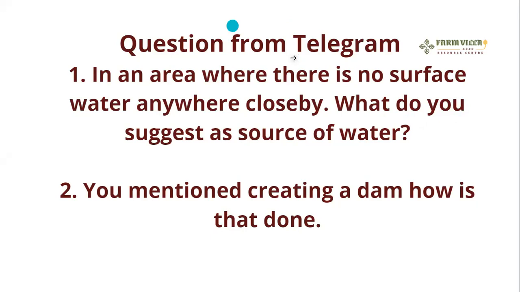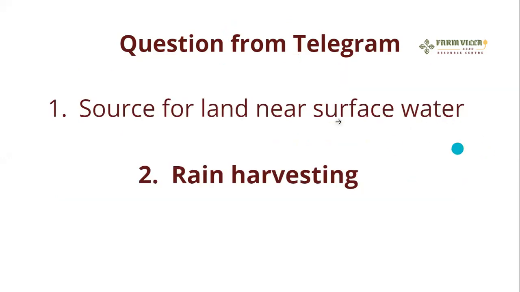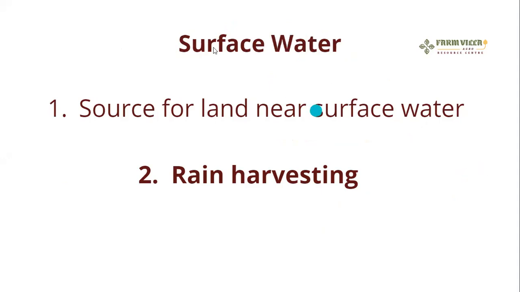Now, the questions I picked from the Telegram this time around. Question from Telegram: in an area where there's no surface water anywhere close by, what do you suggest as a source of water? Then number 2, you mentioned creating a dam. How is that done? So we're going into that briefly. My response on the Telegram was that you should source for land near surface water. And then number 2 option is rain harvesting or creating a dam. So we're briefly going to explain them to ourselves.